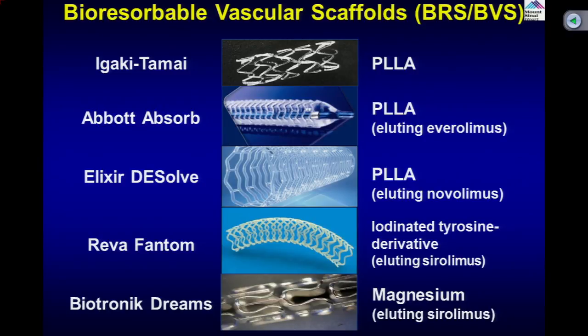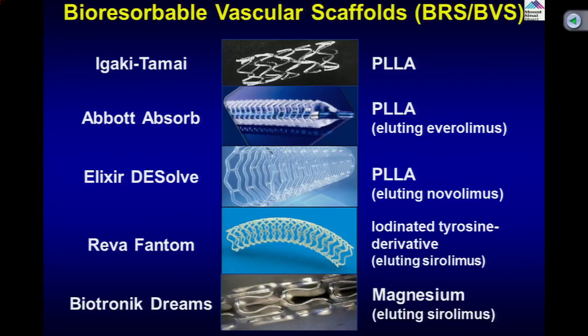And then now we actually have the Absorb, which has come through various trials. The second one, Elixir DESolve, which has the drug-eluting novolimus compared to the everolimus on the Absorb, is also approved by CE mark, and some trials have been done. Then the ReVA Fantom, which I think Boston Scientific is getting involved with, with the iodinated tyrosine derivative.